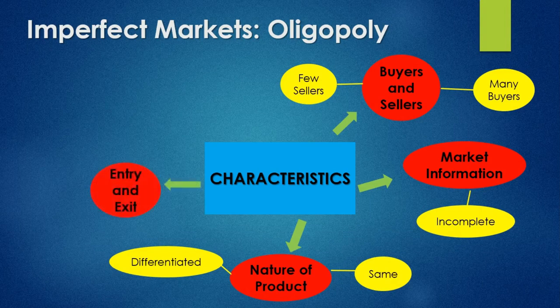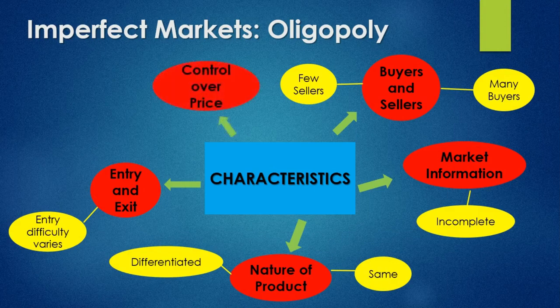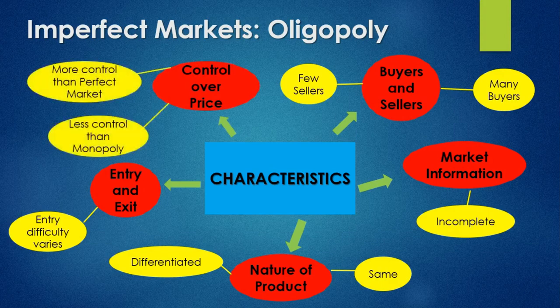We look at entry and exit into the business. How does one come into this market? Well, there's varying stages. Depending on the type of product you wish to serve, that will produce different levels of entry. And then control over price. They might not have as much control as a monopoly, but they do have more control over the price of a product than a perfect market. So this just illustrates what makes up an oligopoly market.